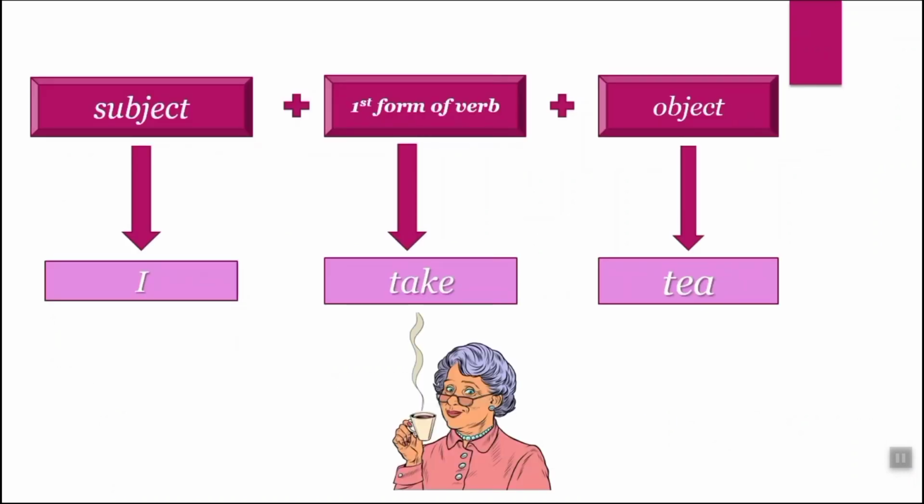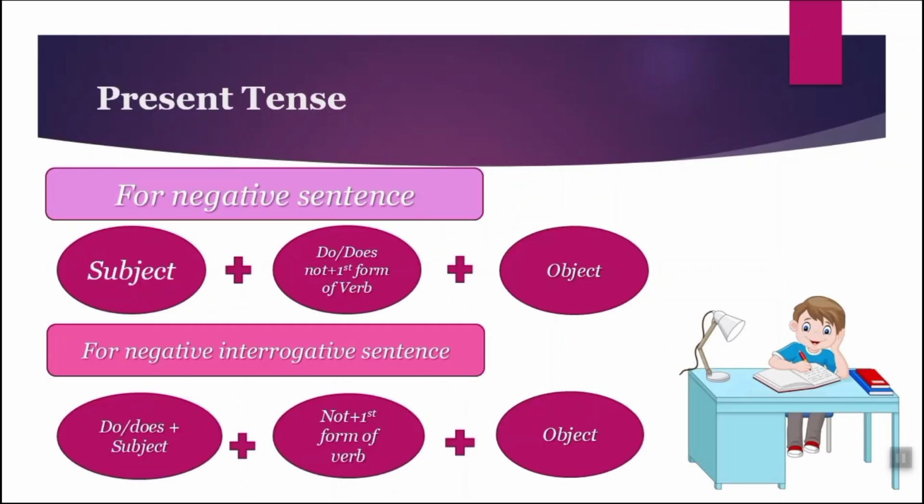Here's an example: I take tea. In this example, I is plural, that's why we are not using s with the verb, and the object is tea. Then the complete sentence forms: I take tea. The structure of a negative sentence is subject plus do or does plus not plus base form of the verb. In negative sentences, we add not after the auxiliary verb do or does to indicate that the action is not taking place. The form of do changes to does for the third-person singular subject, which are he, she and it.